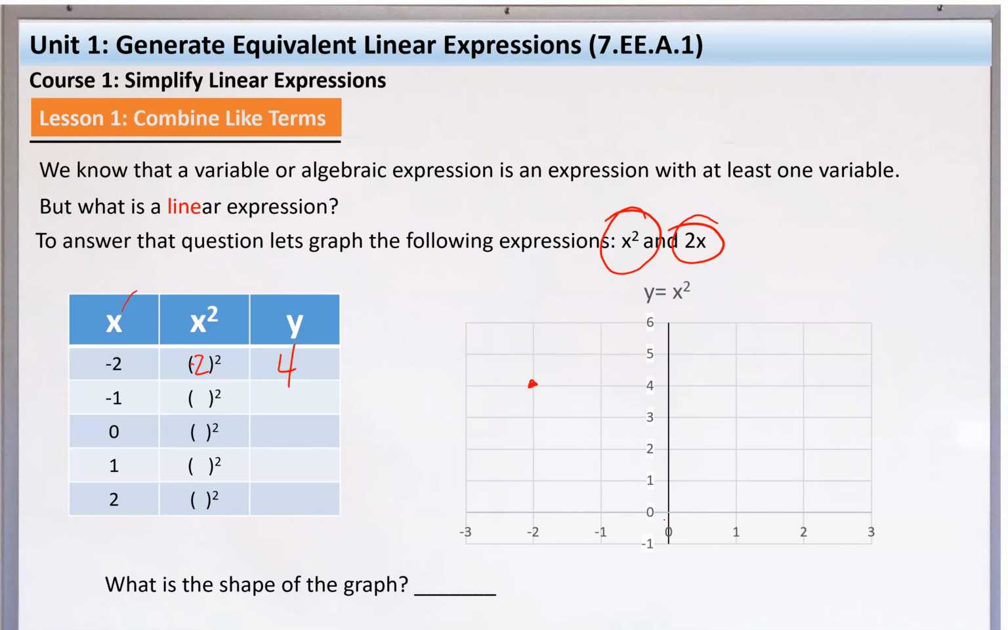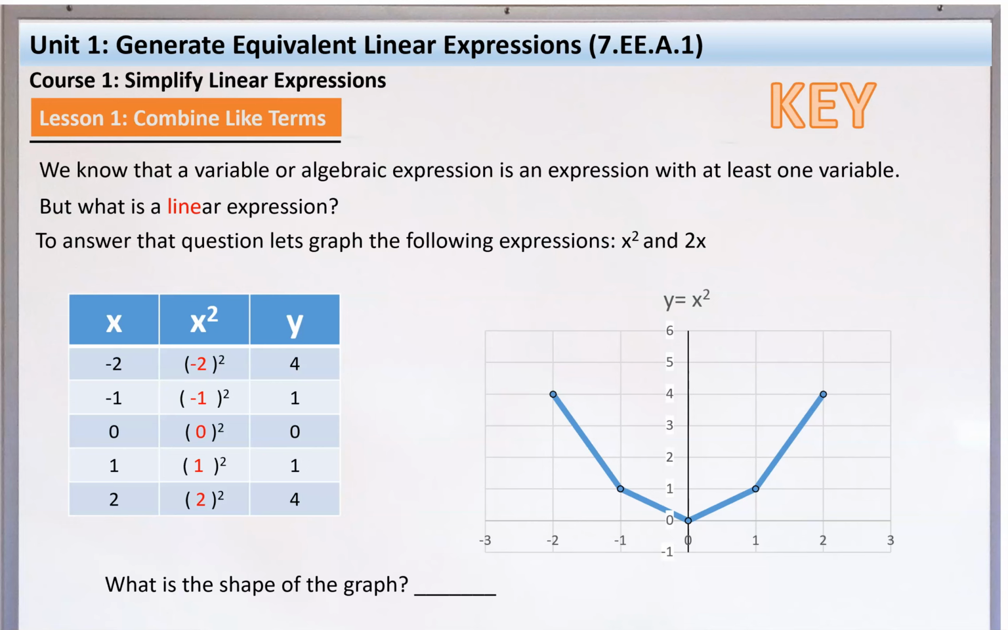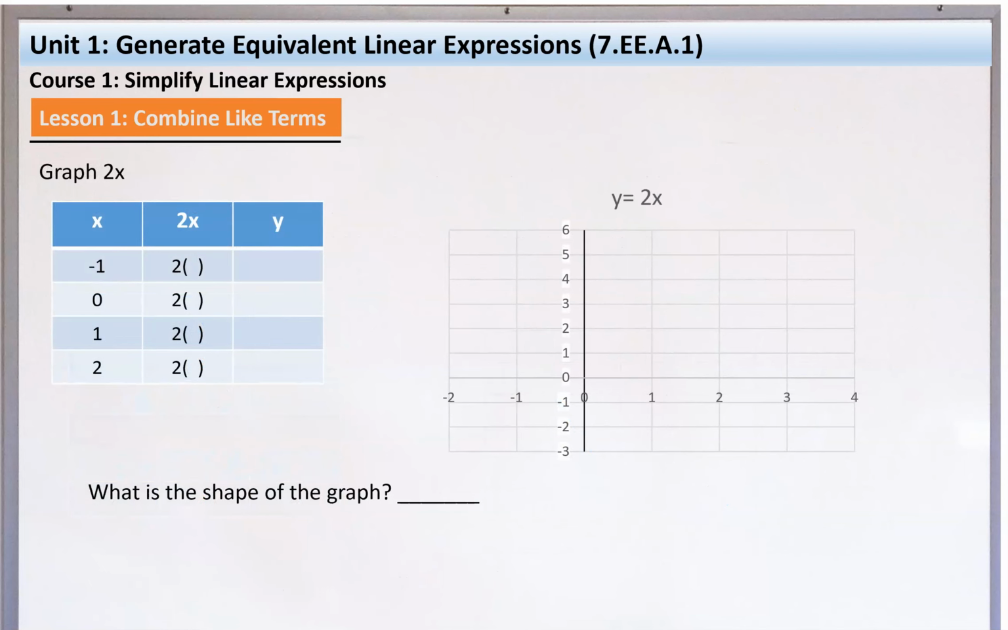All right, so here is the final answer. And the shape of the graph, in my opinion, is a curve. Excuse my writing, C-U-R-V-E. So curve, right? It's not a line. What about 2x?